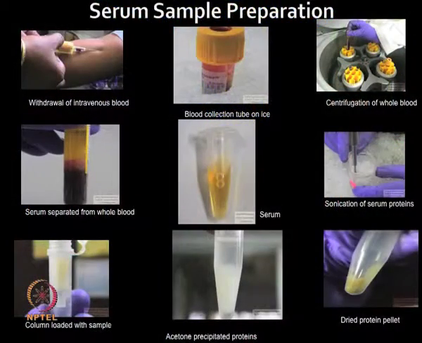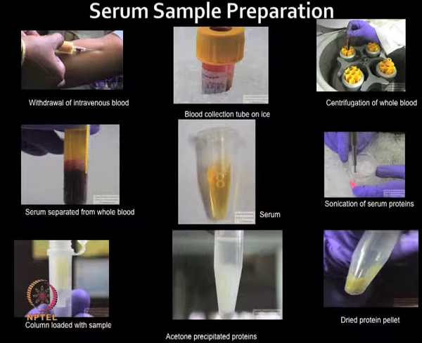Now I am giving you an overview of serum sample preparation. The various steps are shown in images, such as withdrawal of intravenous blood, blood collection in the tube, centrifugation of whole blood, and how to remove the serum from the whole blood. Serum can be transferred into fresh tubes.